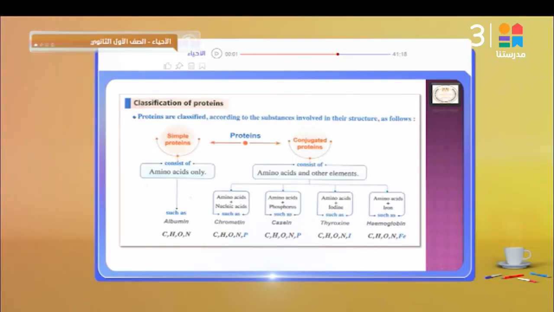Second, amino acid plus iodine. It enters the structure of thyroxine. Thyroxine consists of carbon, hydrogen, oxygen, nitrogen and iodine. Thyroxine plays an important role in metabolism.